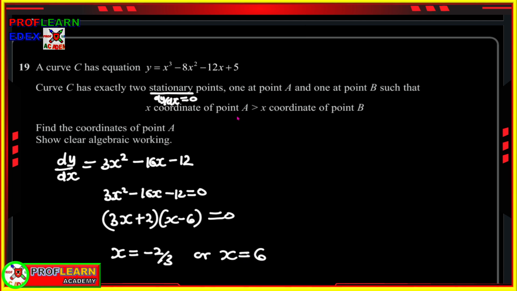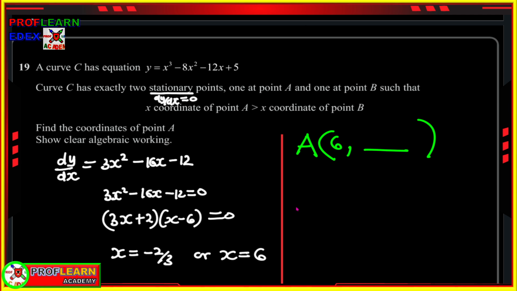But we were told the x coordinate of point A is greater than that of B. So if we are to find the coordinate of point A, meaning that for A, what's the value of x for A? Our x for A, because A is greater than B, is going to be 6. So we need to know the value of y.